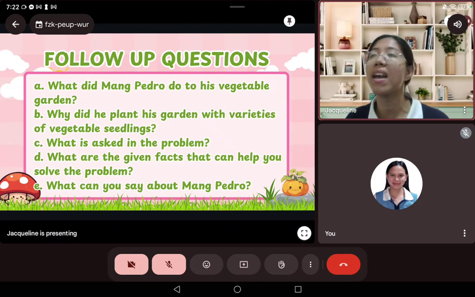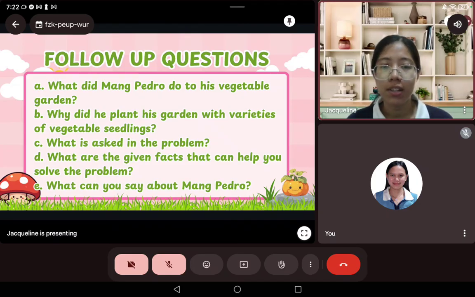Very good, class. I have here another question. What is the problem asking? Yes? Very good. That is correct. Mang Pedro is trying to measure the size of his garden in order for him to build a fence. That is correct, class. So we also have a fourth question, class.